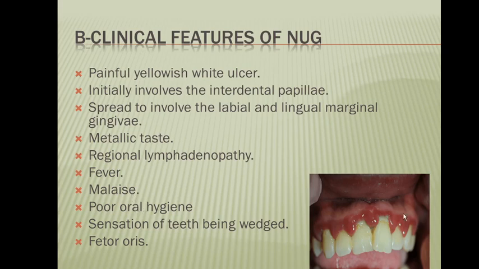Poor oral hygiene, of course. You can see here, this is a very good picture of a patient who has very poor oral hygiene and he has necrotizing ulcerative gingivitis. Here you can see the calculus around and under the gingiva, you can see it clearly under the gingiva. So this patient doesn't brush his teeth properly. Very poor oral hygiene. He doesn't brush his teeth. Sensation of teeth being wedged and fetor oris.